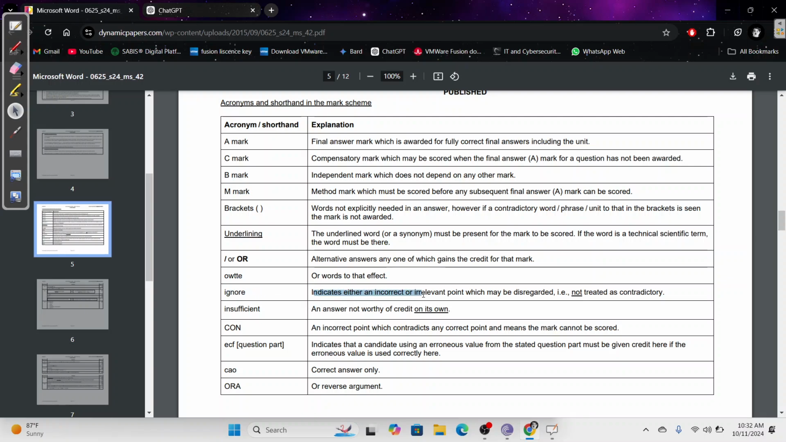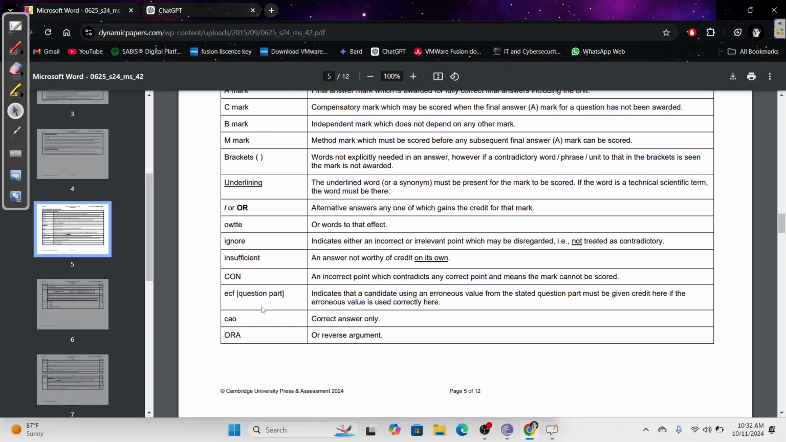Ignore indicates either an incorrect or irrelevant point that's not treated as a contradiction. Anything that's not really relevant to your answer, but it doesn't contradict your main answer. Okay, insufficient. It's self-explanatory. It doesn't award credit by itself. It needs to be with another one. CON: incorrect point, which contradicts any correct point, and the mark cannot be scored. This is the contradiction point. Here, ignore. It's not relevant to the question, but it's not contradictory. It doesn't contradict the statement.